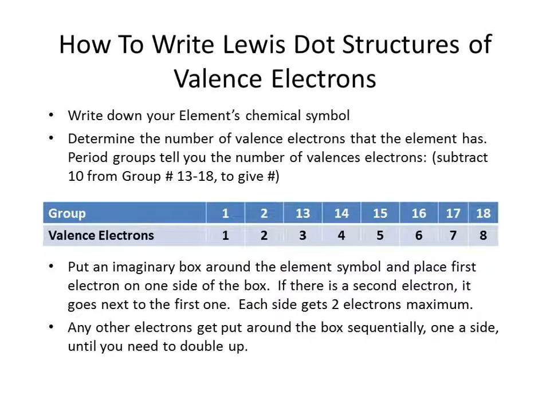For example, iron would be Fe. Determine the number of valence electrons that your element has. Remember, period groups tell you the number of valence electrons. Subtract 10 from groups 13 to 18 to give you the number.